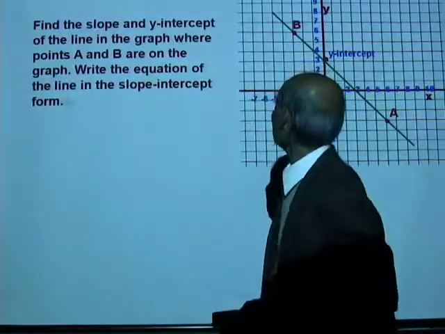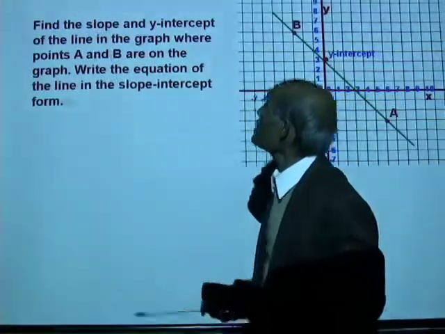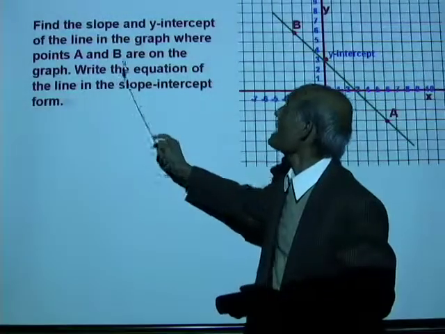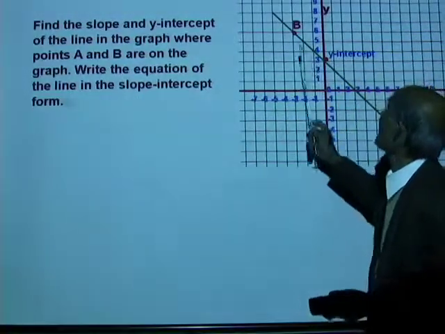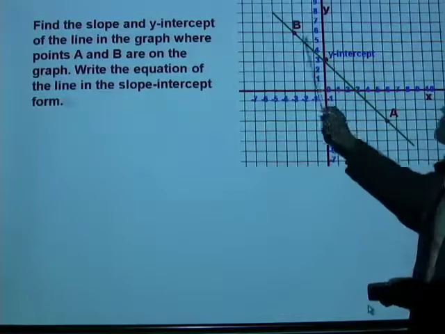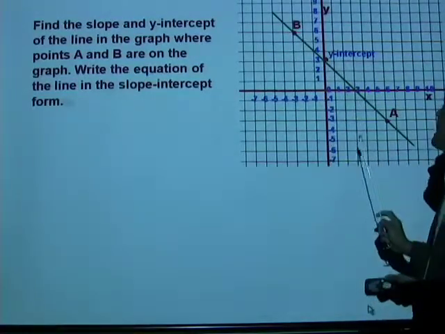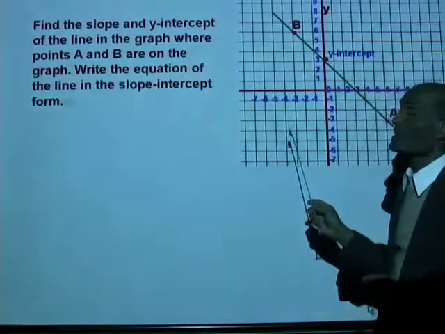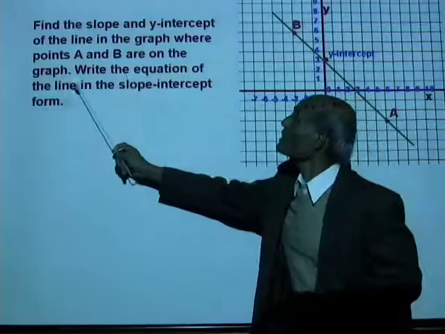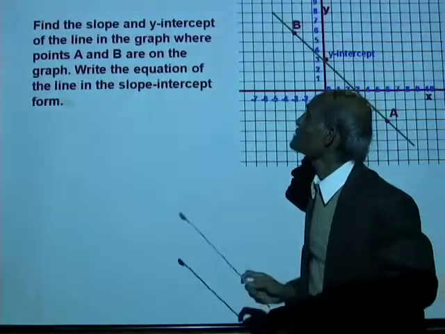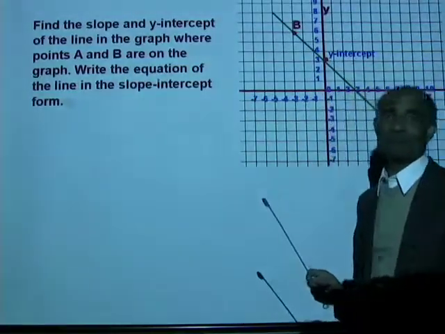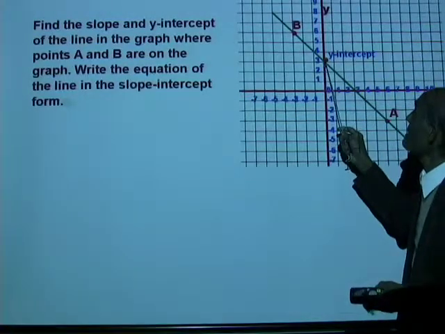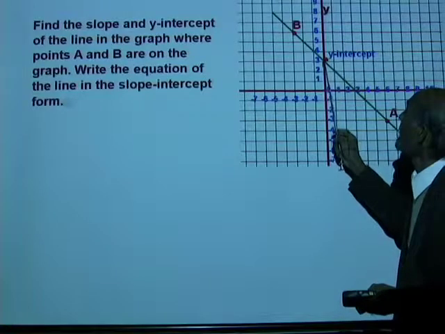Alright. Another one. Find the slope and y-intercept of the graph where points A and B are on the graph. Point A and point B are on this graph. You need to find the slope and y-intercept, and then write the equation of the line in the slope-intercept form. Well, the y-intercept is right here. What's that y-intercept? x equal to 0, y equal to 3.